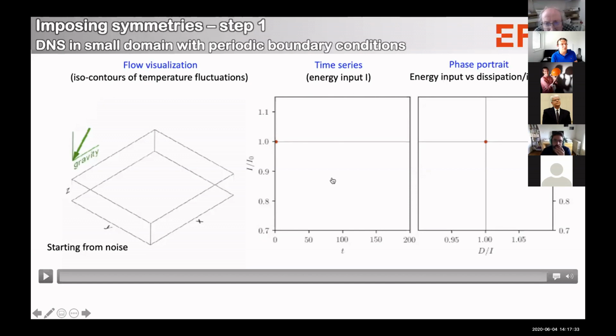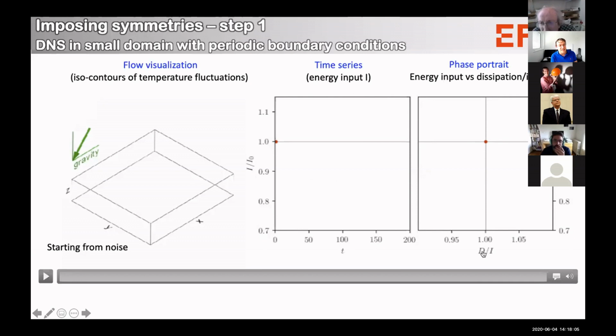Here I show you a time series. So this is the energy input as a function of time. And here, that's probably the most interesting one, I show you a two-dimensional projection of this infinite-dimensional state space that I was talking about before. And the two directions here are the energy input, and on this axis, energy dissipation normalized by the energy input. Why do I do this? Well, for a fixed point, dissipation and energy input have to balance. So a fixed point has to lie on this line here at one, okay?